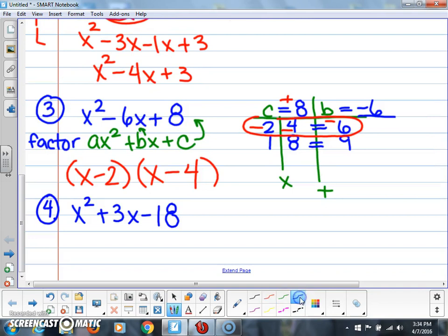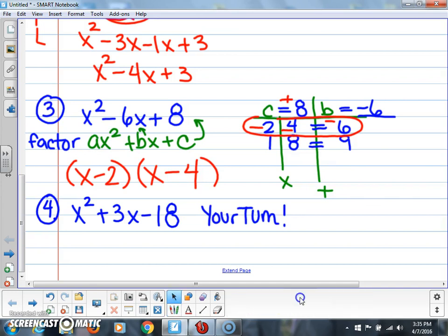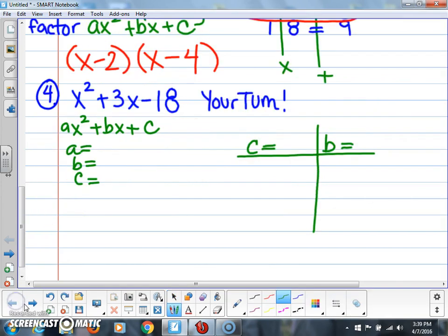Okay, this is your turn. I want you to work this out with your partner. I want you to factor x squared plus 30x minus 18. I'm going to pause the video, and when we play, I'll show you the answer. Do I know what A is equal to? Yeah. It's 1, right? What about B? 3. And C? Negative 18. So now that I know what B and C are, I'm going to plug them into my problem.